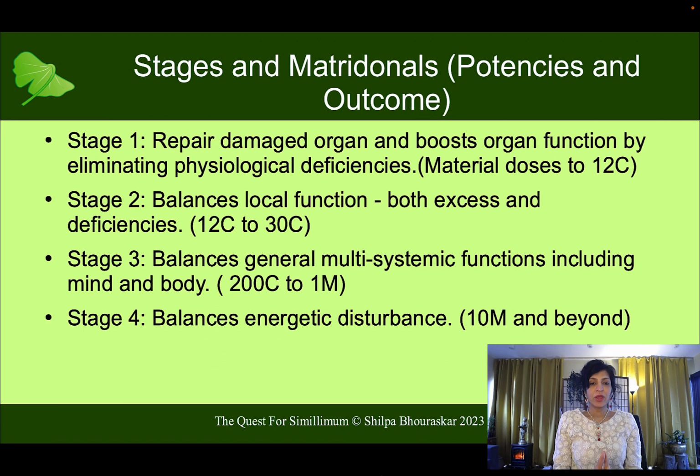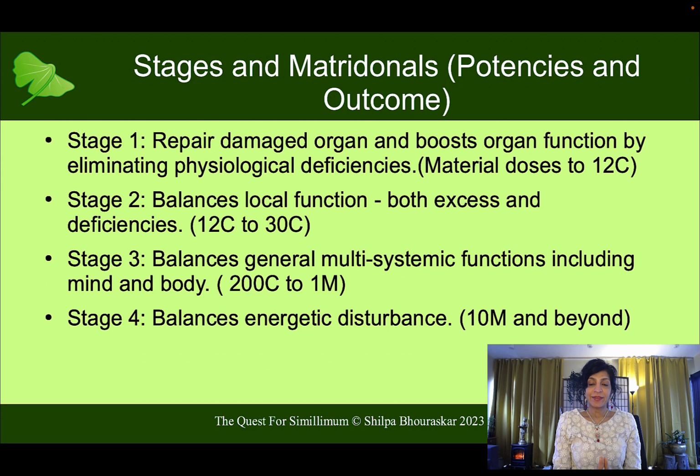At stage 3, you're basically using the remedy at a 200C or a 1M, so at a moderate to high potency. And here you're looking to balance the general multisystemic issues coming up, at the level of the mind and at the level of the body. So it's a more holistic approach, and a holistic action of the remedy that you're looking for.